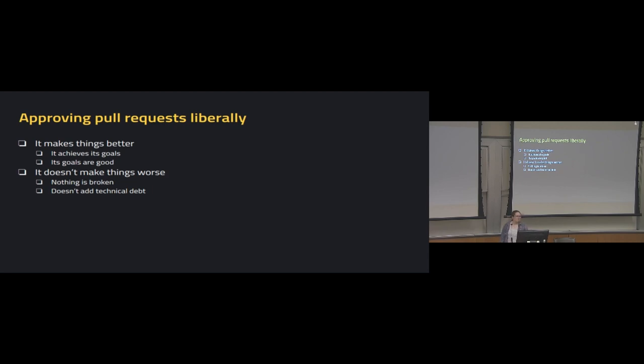So at least in Wagtail, we like to approve pull requests pretty liberally. We maybe don't have time to review pull requests as much as we would like to, but the bar is reasonably low. If it works, it makes things better, it doesn't make things worse, we should approve it. We shouldn't wait for it to be absolutely perfect and exactly the way any one person would do it.